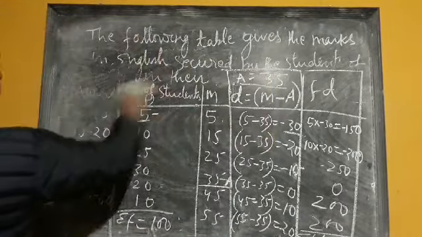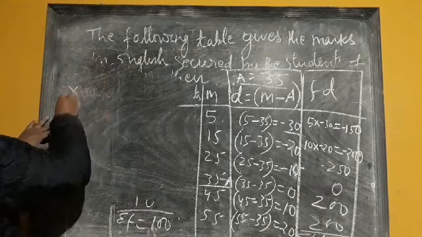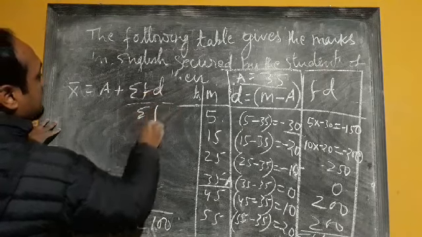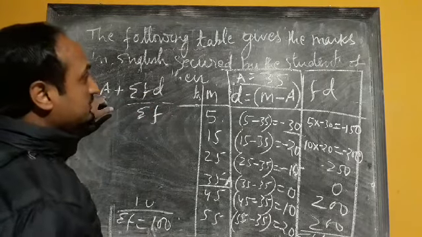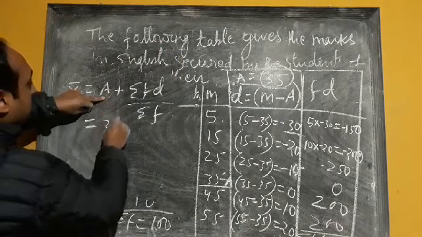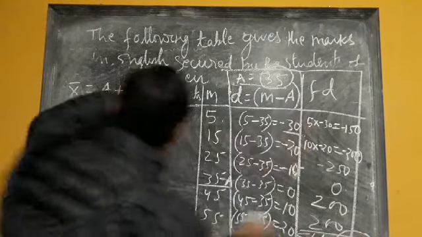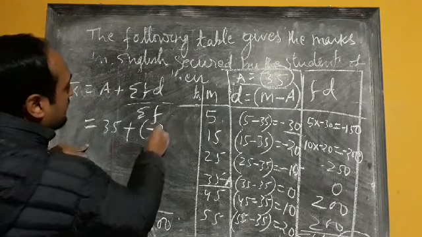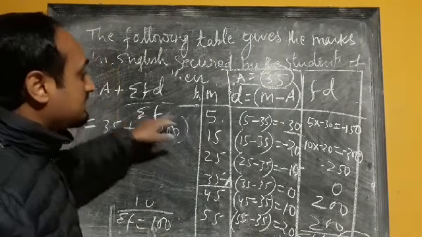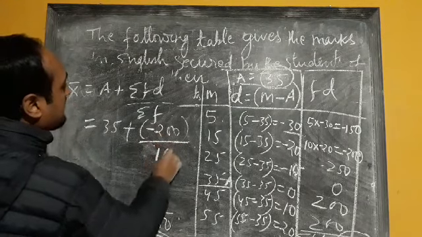Now by applying the formula of the shortcut method, I will calculate the value of x bar equals a plus summation fd by summation f. Now assumed mean, how much we have assumed here? 35. So in place of assumed mean, we'll write 35. Summation fd we have minus 200, divided by summation f, which we have 100.